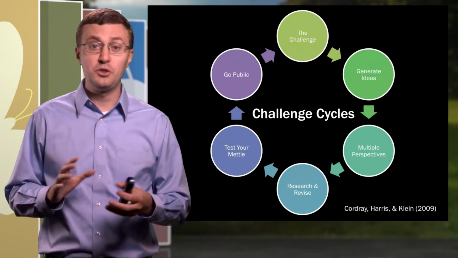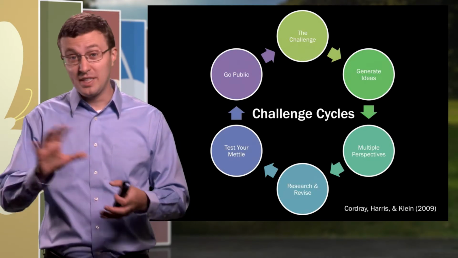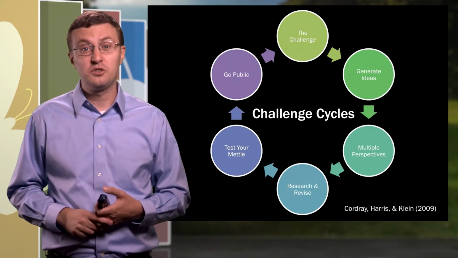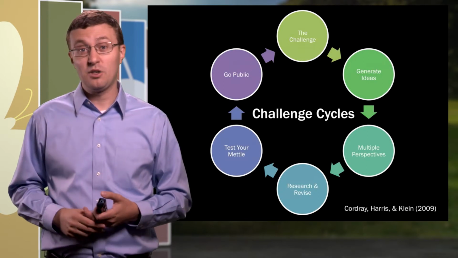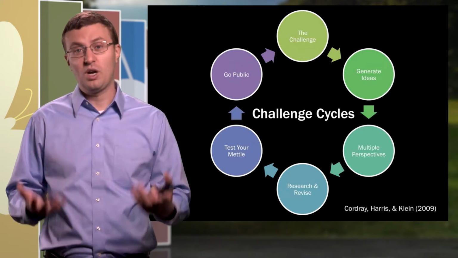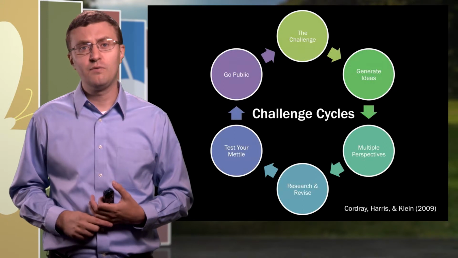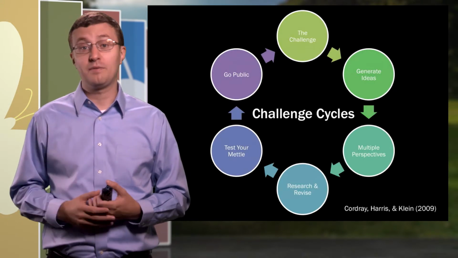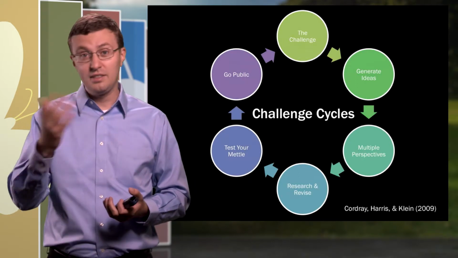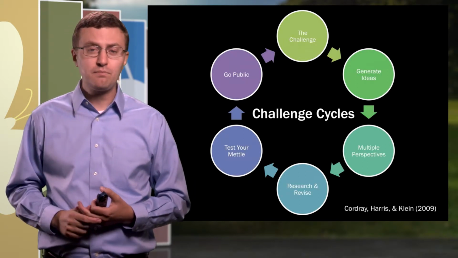Then the students move into the research and revise phase. That's where they take what they've learned thus far and start to try to figure out some solutions to the challenge. And then they move into the test their mettle phase. Often this involves a prototype or a design of some sort, a trial solution based on what they figured out so far. And then there's a go public phase. That's where they share what they've done with the rest of the class, typically. And then that leads into the next challenge, hopefully.